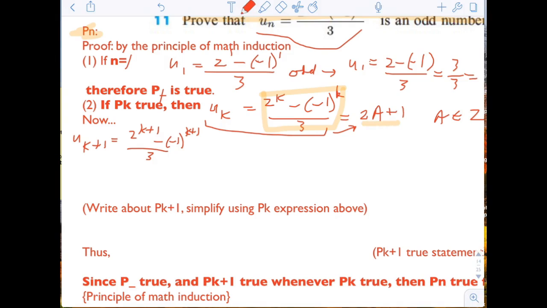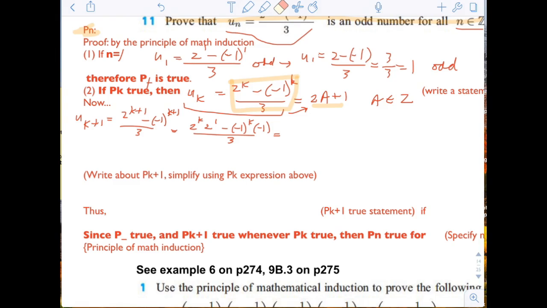So let's see, what if, instead of 2 to the k plus 1, we wrote 2 to the k times 2 to the first? Instead of negative 1 to the k plus 1, what if we put negative 1 to the k times negative 1? And then it's all divided by 3. We didn't quite get it to the point where it looks like what's boxed in orange. So let's try to meet us halfway. We're going to take the part that's boxed in orange, which is equal to 2a plus 1. Let's modify that so that we just get maybe 2 to the k by itself.